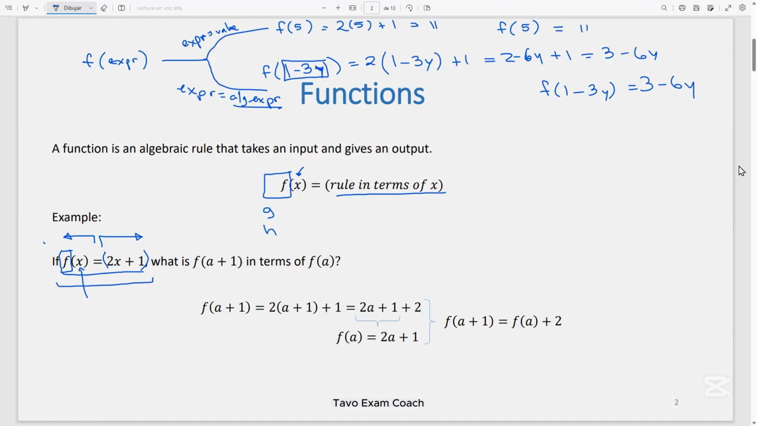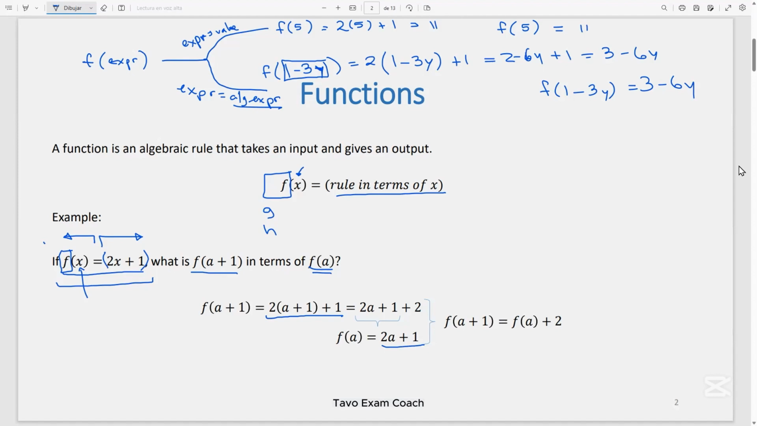That is to say, whenever you see this notation in the GMAT, that always refers to the output of a function. That is the result of evaluating the rule defined by the function using as input whatever appears between parentheses instead of the placeholder variable in the definition of the rule. So let's follow the same idea. f of a plus 1 should be 2 times a plus 1 plus 1. And f of a will be 2 times a plus 1, following the same definition for function f.